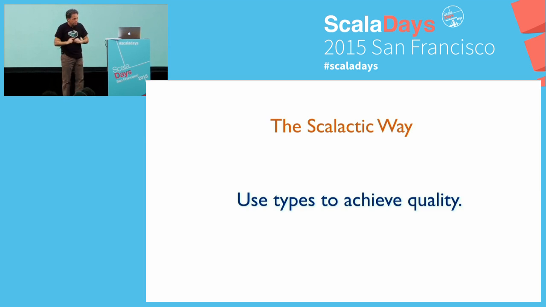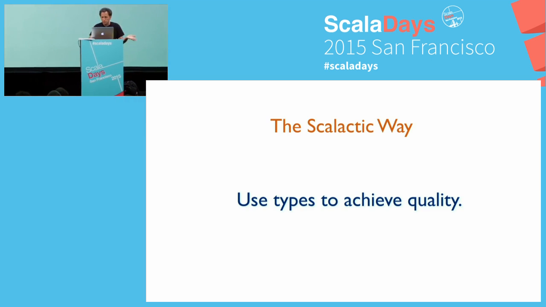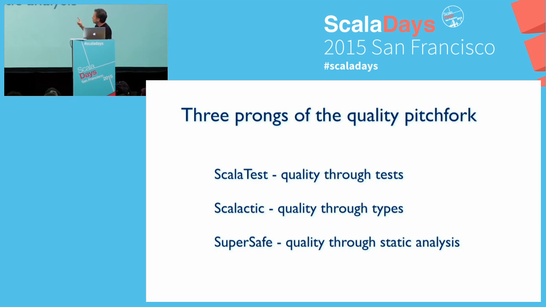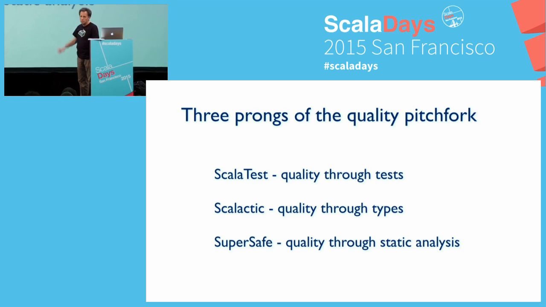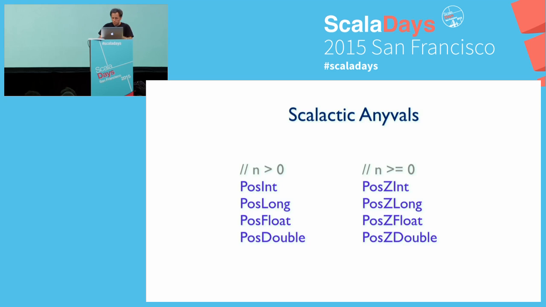So really, ScalaTest was quality through tests. Scalactic was quality through types. The other thing that happened recently is we created a compiler plugin, which is a product, which is quality through static analysis. That actually grew out of Scalactic. In this talk I want to give you one specific example of how we achieve quality through types with Scalactic, and then some examples of where it didn't work out to use types. Okay, so the example is called AnyVals.